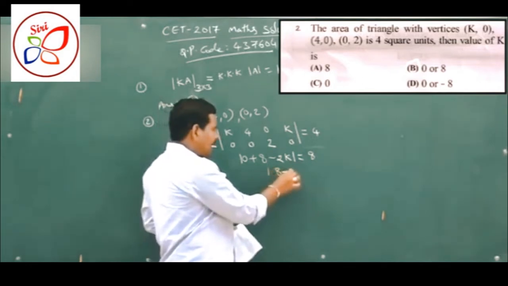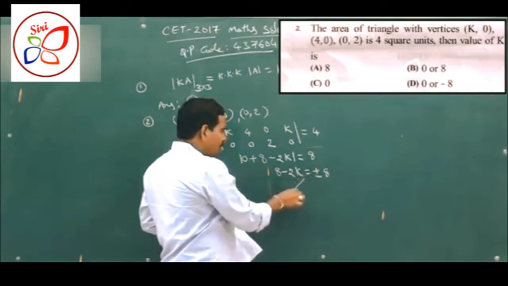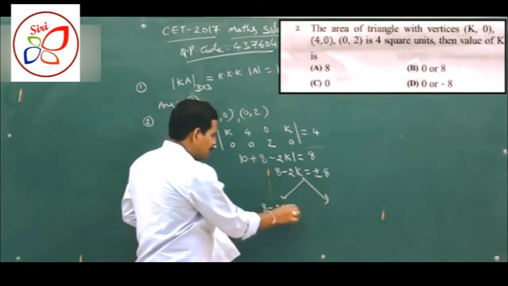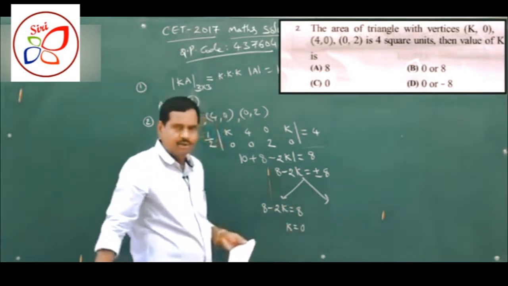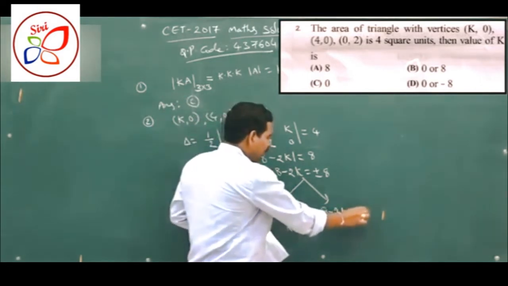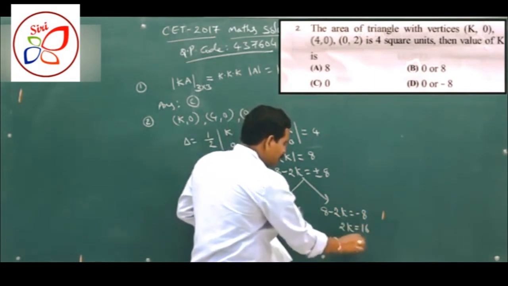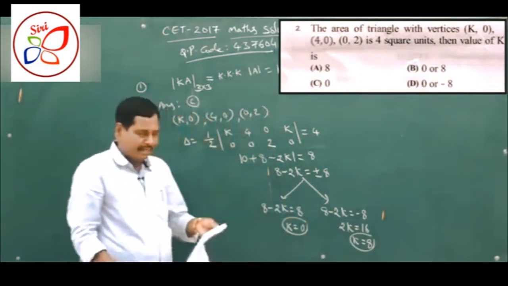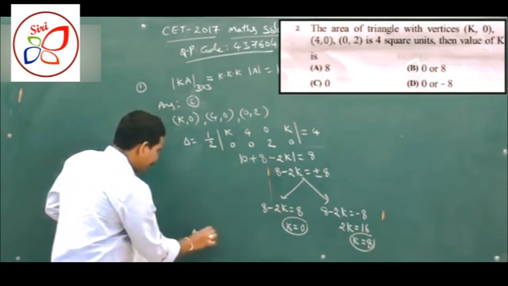Removing modulus, 8 minus 2k is equal to plus or minus 8. Two cases will arise, first one by taking plus sign. So 8 minus 2k is equal to 8, 8 gets cancelled, k value 0. Second option is 8 minus 2k is equal to minus 8. So 2k becomes 2 8s are 16. So k is equal to 8. So possible values of k are 0 comma 8, which is option B.